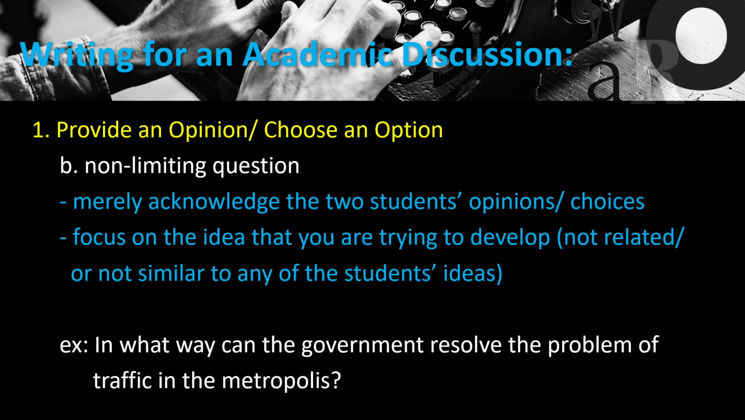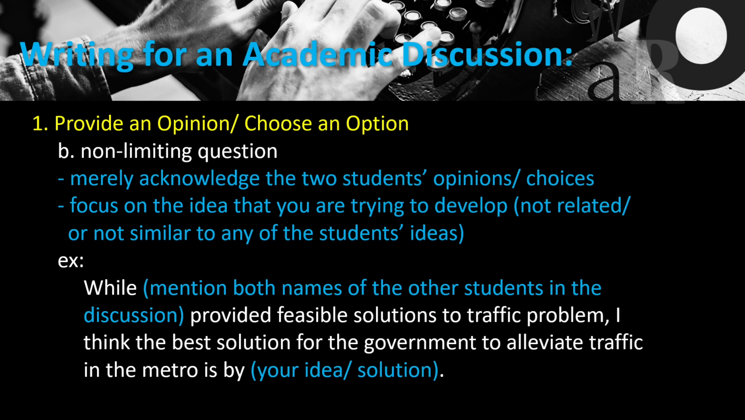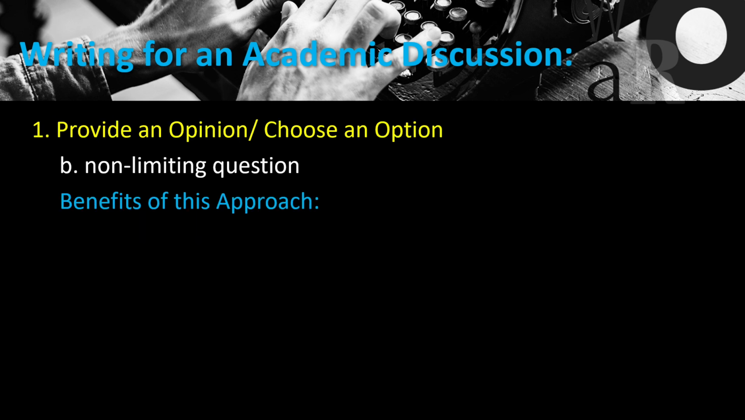In this type of question, as a test taker, you are no longer asked to make a choice between two presented options. Instead, you have the free will to think of a solution that was not mentioned by either student. So you might want to start your response by saying, while student A and B provided feasible solutions to the traffic problem, I think the best solution for the government to alleviate traffic in the metro is by, then provide your idea or solution. Like the manner you address a two-option prompt, this approach has several benefits too.